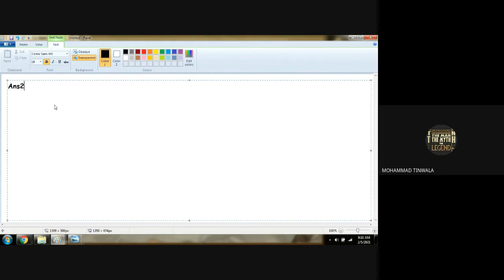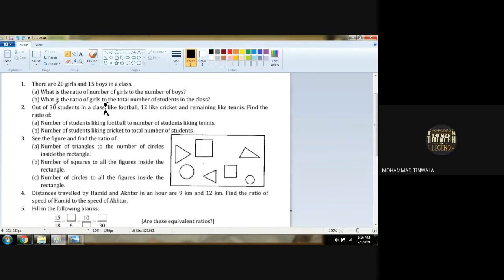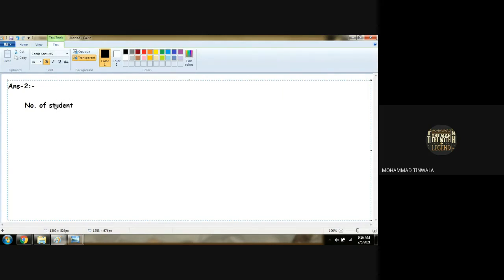Answer number 2. Number of students who like football is equal to 6. The total number of students is equal to 30. Correct?